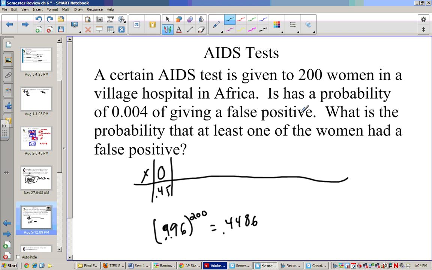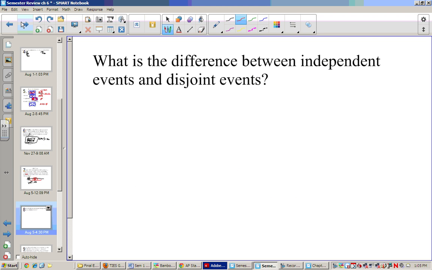So the probability that at least one woman walks away thinking she has AIDS when she really doesn't is 0.55, which is a pretty big number, starting with a very small number of 0.004. Doctors really don't want this to happen, and especially neither do patients.